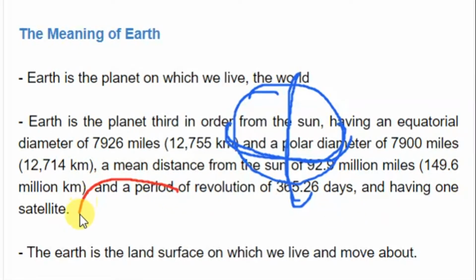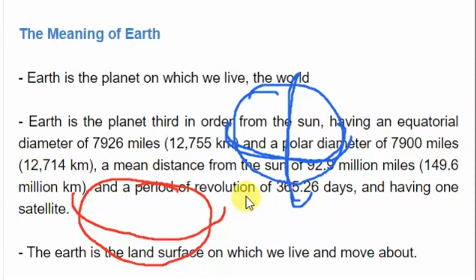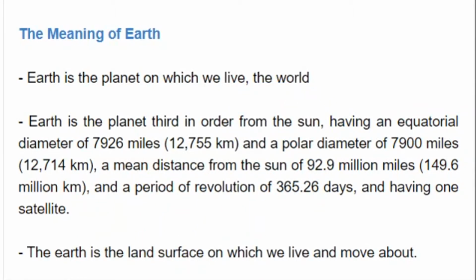The shape of the earth is elliptical because the equatorial diameter, which is this one, is greater as compared with the polar diameter. So the earth is elliptical in shape. It is not circular. So as you can see there, the mean diameters of the earth are those: there is the equatorial diameter together with the polar diameter.